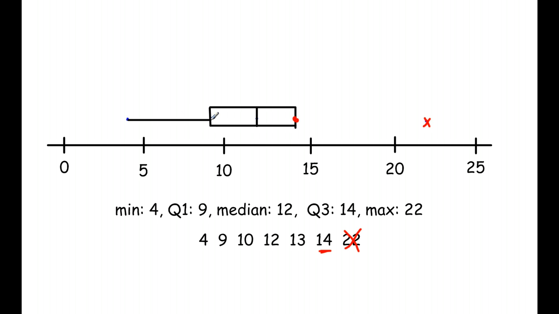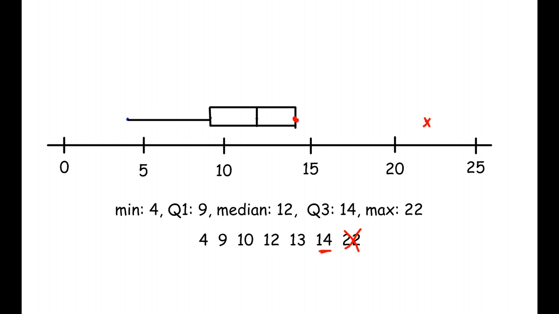We have the lower end whisker, we have the box with the median marked off, and because our maximum and our third quarter happen to be the same, we just stop there. If our newest maximum was 15, we would have drawn it and it would have looked something like this.